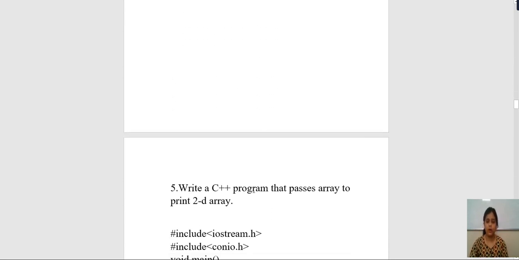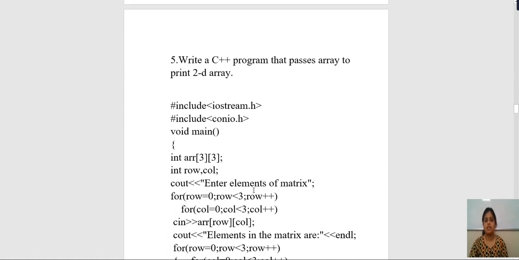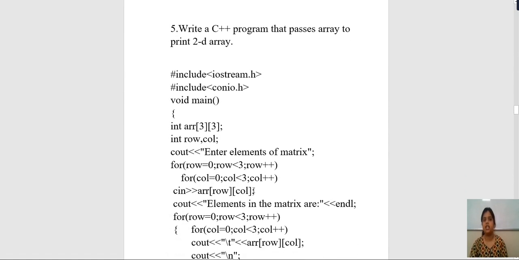Now the next program is: write a C++ program that passes an array to print a 2D array. In this program, you will have to write a program which will pass the array, and you will have to print the two-dimensional array. If you want to print the two-dimensional array, this is the code of the program. So we will start with the code. You are all familiar with the matrix. So here we are going to print a matrix of 3 by 3. To display the matrix, we will need to use an array.